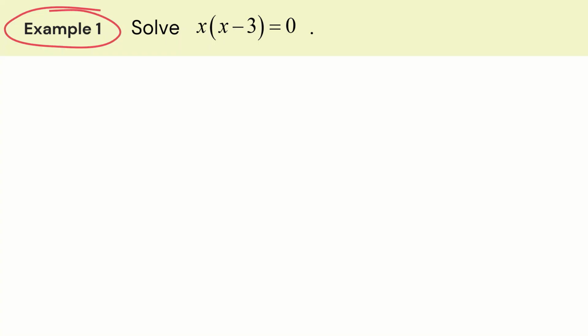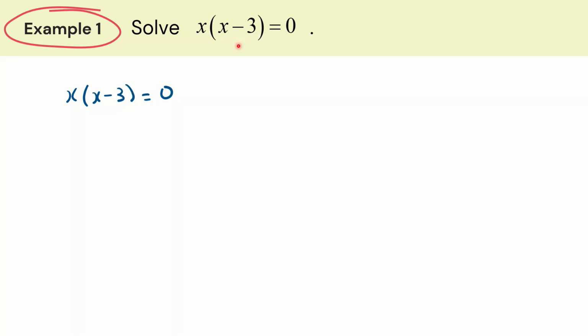Now let us take a look at solving this equation and how we can apply the zero product rule. Firstly, this is a quadratic equation because if I were to expand this, I would get x squared minus 3x. That is a quadratic equation since we have a quadratic term of x squared. So in this case, we are just trying to learn how to apply the zero product rule. With this question, we see that it is a product of two things, x and x minus 3.